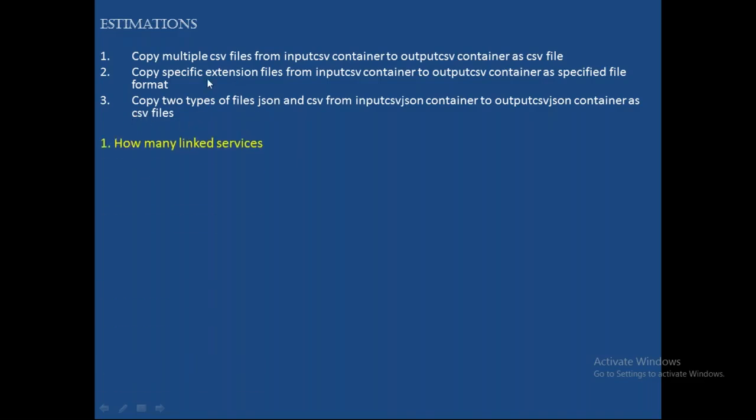These three scenarios you can handle with a single pipeline, with very small changes that you need to make in the pipeline. For this, how many linked services do we need? One linked service for each storage. As we discussed, we are going to move data from the input container to the output container. Both containers are available in a single storage, so we can have a single linked service. How many datasets do we need? One dataset which refers to your input container, and one dataset which refers to your output container. So we need two datasets.